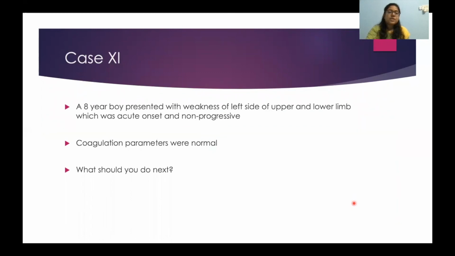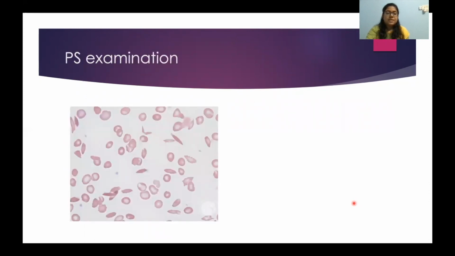The next case, we have an 8-year-old boy who presented with weakness on the left side of the upper and lower limb, which was acute in onset and non-progressive. The coagulation parameters were normal. So what can you do next? On PS examination, these elongated cells with sharp borders are seen. So these are nothing but sickle cells.